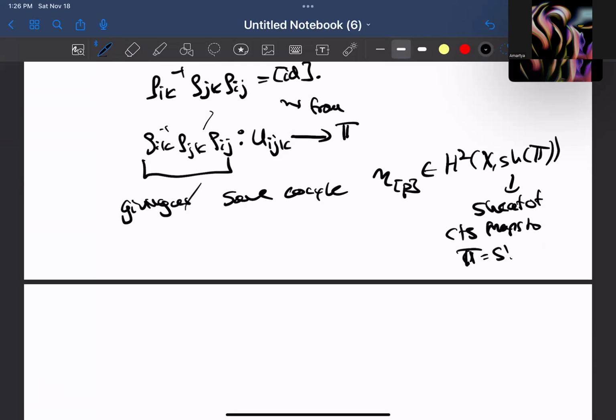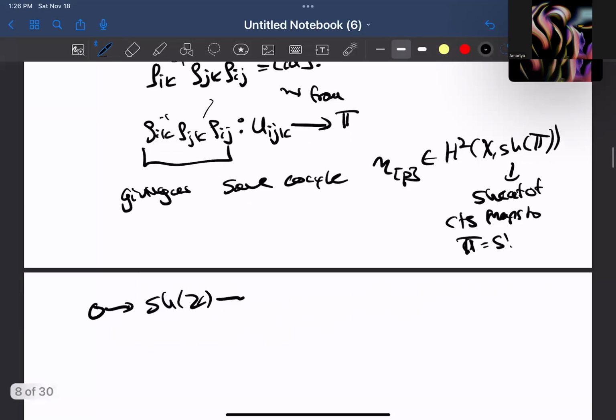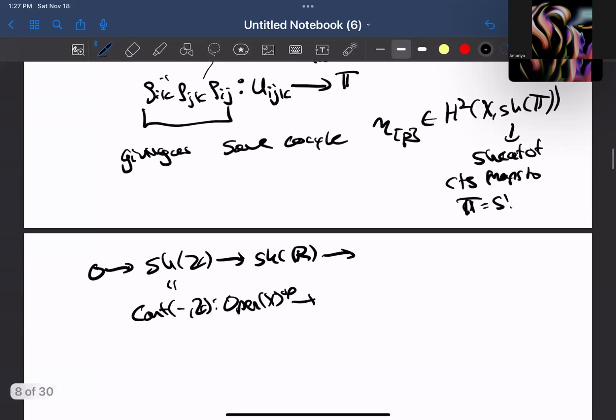And we have the short exact sequence coming from the exponential exact sequence. So we have the constant sheaf on Z, so this is continuous maps from X to Z. This maps to continuous maps from X to R. So here, this is equal to continuous maps from dash to Z, from open sets of X^op to sets. Well, really, I guess I should say in groups. And this is now to this sheaf here.